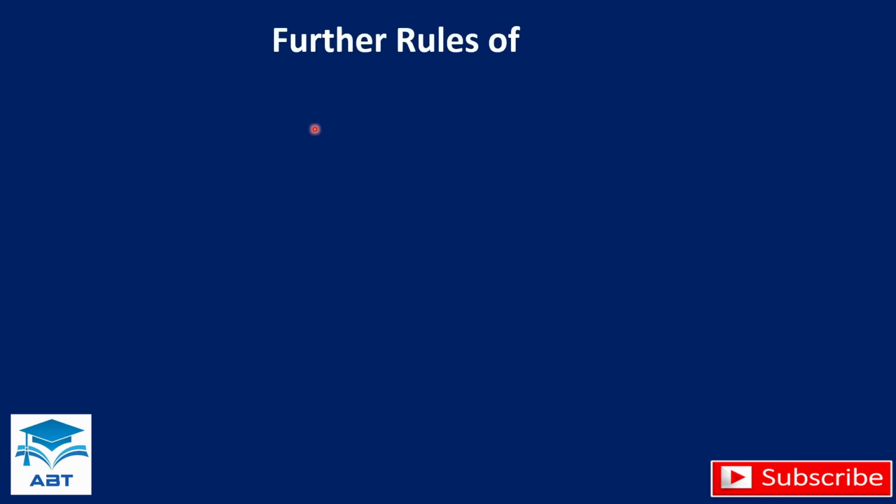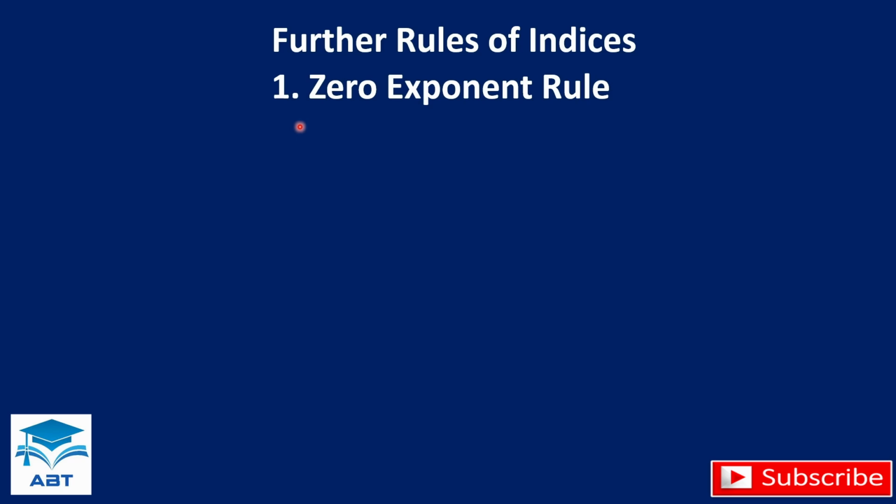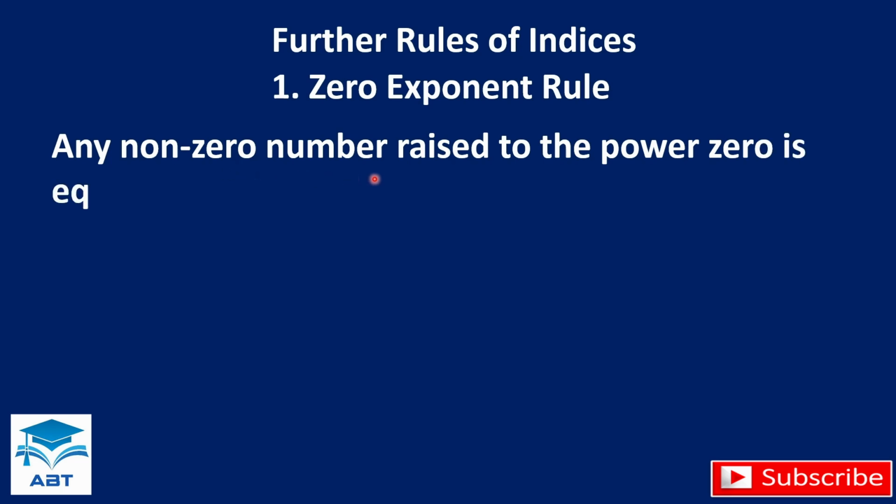Aside from the 3 popular laws of indices, there are other rules of indices that can also help us to understand indices very well. Remember, rules and laws can be used interchangeably, so the rules can also be called laws. For the first one, we have the zero exponent rule, which states that any non-zero number raised to the power 0 is equal to 1.